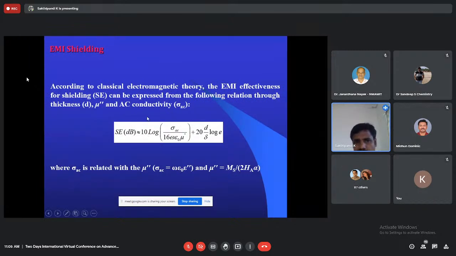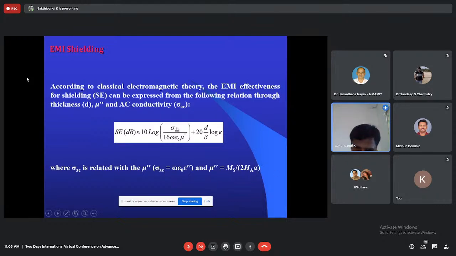The shielding effectiveness, SE, can be expressed as 10 log of sigma AC divided by 16 omega epsilon naught mu double dash, plus 20 times this term, which only depends upon the skin depth. If you go with this term, SE is directly proportional to sigma AC. Sigma AC is nothing but omega epsilon naught epsilon double dash, and mu double dash is nothing but Ms divided by 2 H_A alpha.